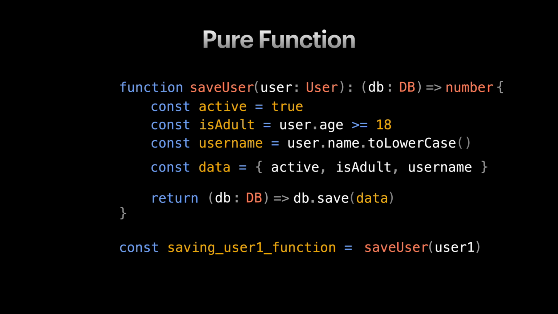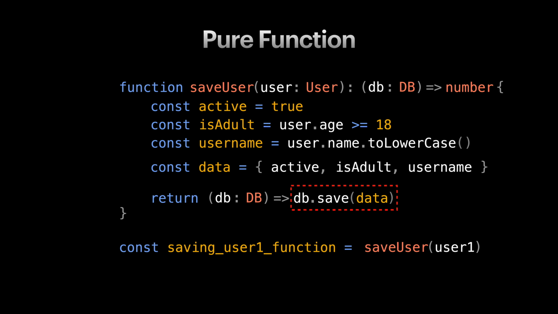But there is still one side effect that we may have missed. What happens if db.save throws an error? Those kinds of errors propagate outside of our function all the way up until somewhere it is being caught or crashes the application.